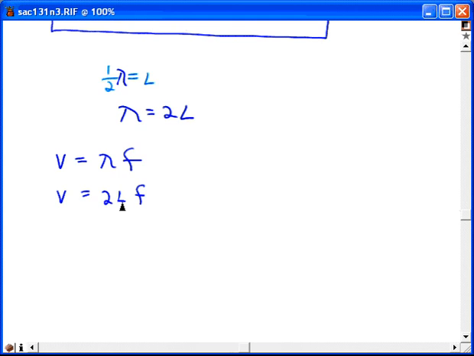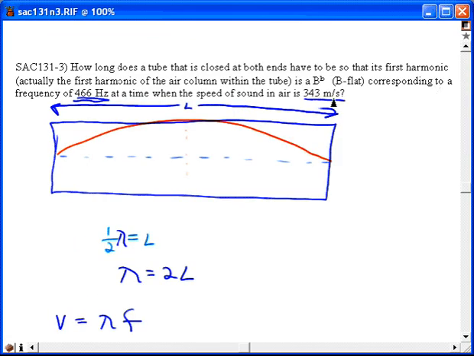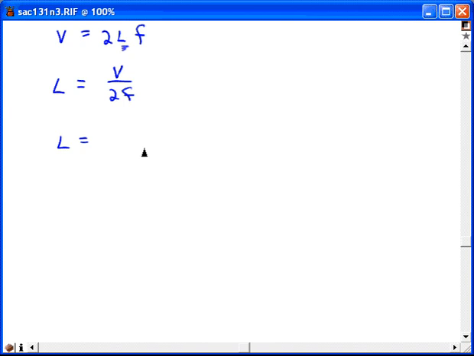And again we're looking for L, we're given the frequency, and we know the wave velocity. So I just solve that for L, divide both sides by 2f, and switch sides at the same time. Now it's just a question of plugging in values. They wanted 343 meters per second for the speed of sound and 466 hertz. So 343 meters per second, all divided by 2 times the frequency, 466 hertz. Hertz is a reciprocal second. You see that the seconds cancel out, and I'm left with meters for the units.